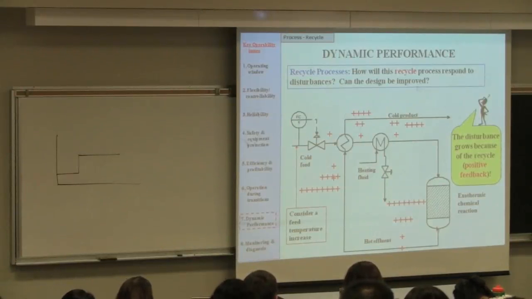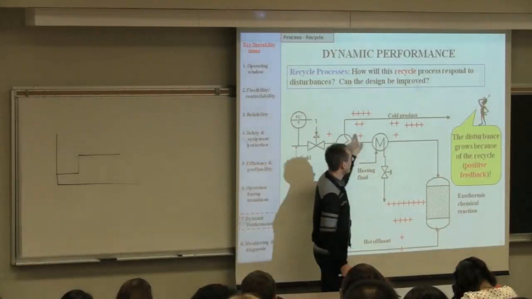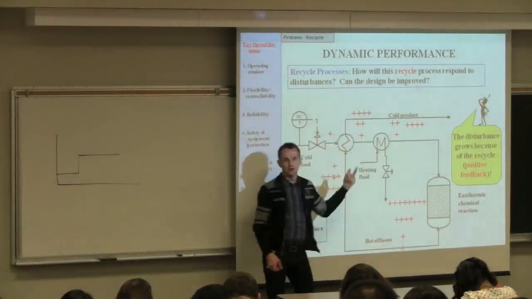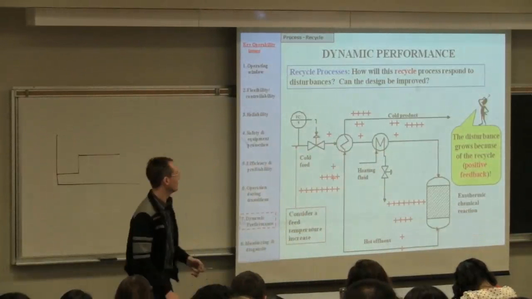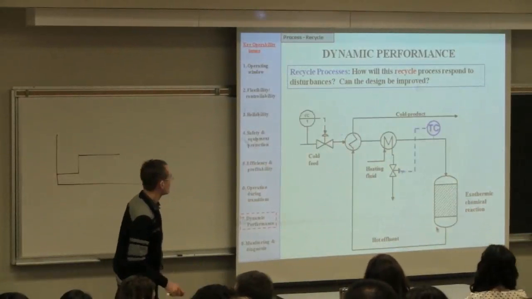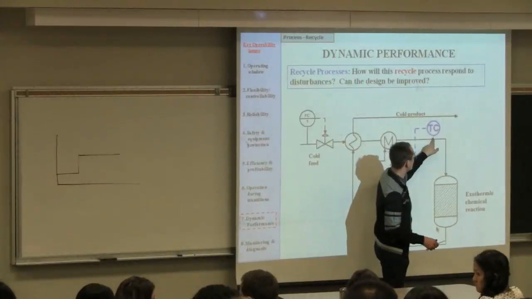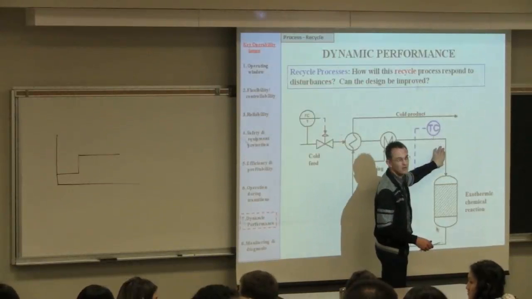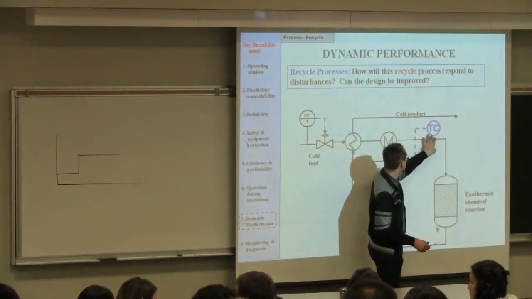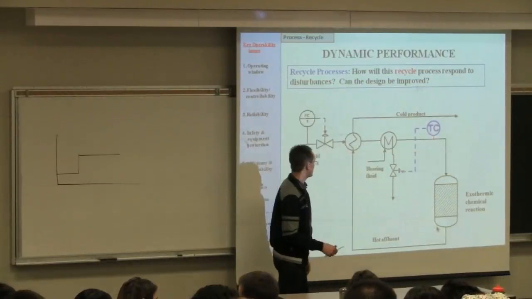This is an expected disturbance that could easily happen, is that my feed temperature from my storage tank or from some upstream unit experiences an increase. I need to be able to handle that disturbance in a way that doesn't lead to unreliable operation, especially from a safety point of view. So two ways that one could address it. One is by putting temperature control on this stream entering the reactor. So I make sure that I don't exceed some critical inlet temperature. And I can enforce that by adjusting this temperature on this supplementary stream.